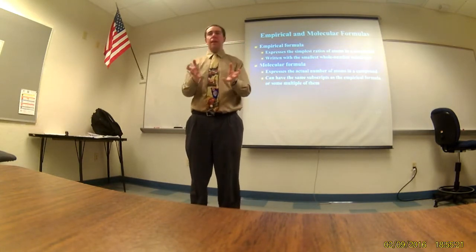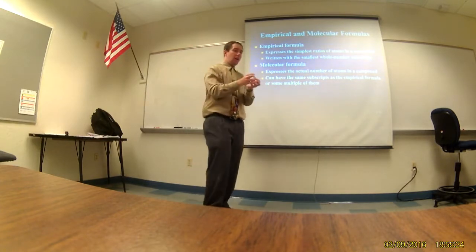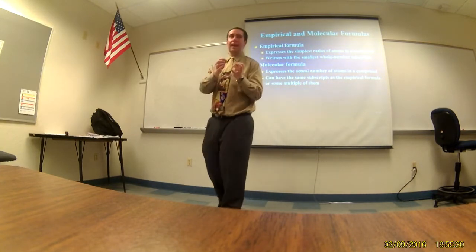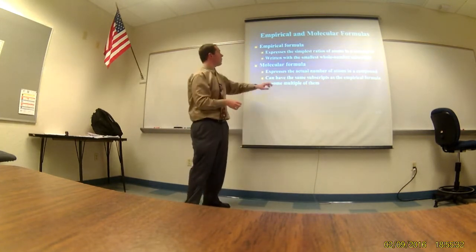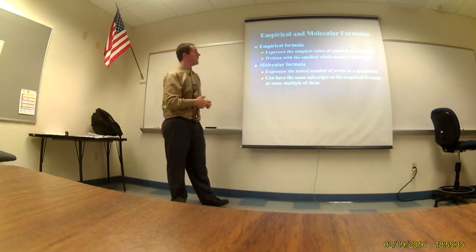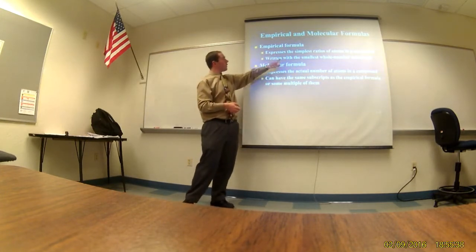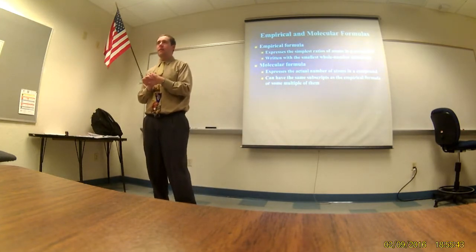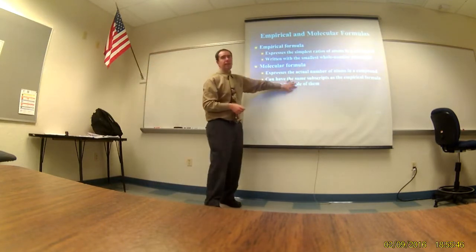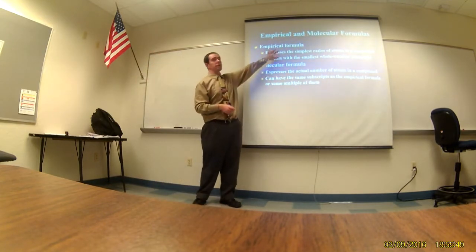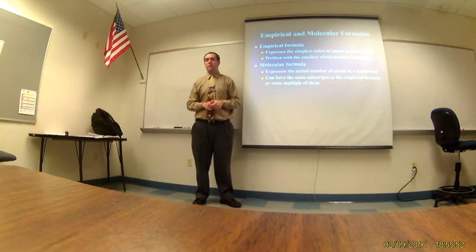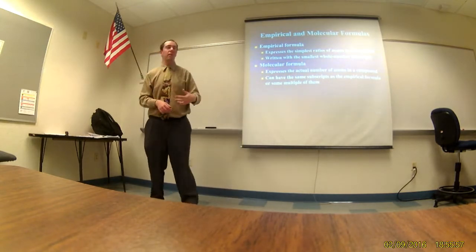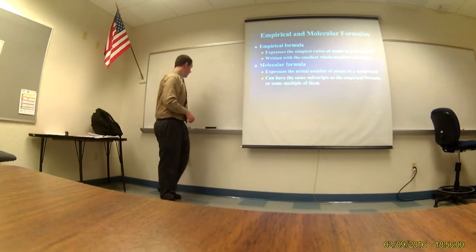So if in the lab you do an experiment and you figure out that there are 2 sodiums and 2 chlorines, your molecular formula will be Na2Cl2, even though your empirical formula is Na1Cl1. The empirical formula and the molecular formula can be the same exact thing. If your molecular formula is already simplified, that means it is also the empirical formula. But if your molecular formula is not simplified, then your molecular formula and your empirical formula will be different.